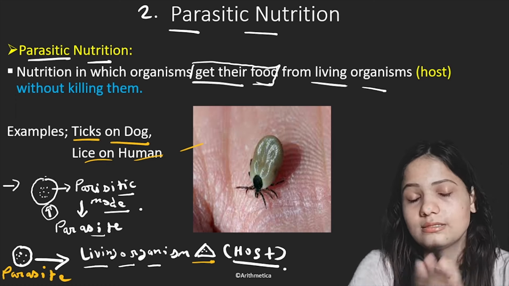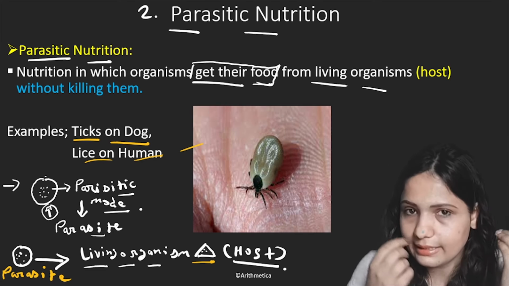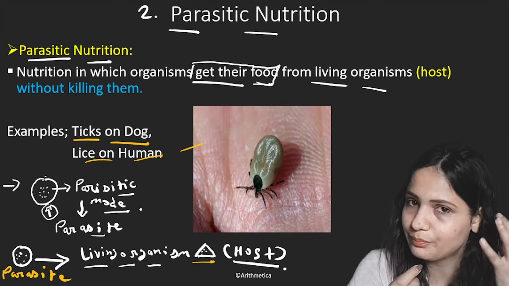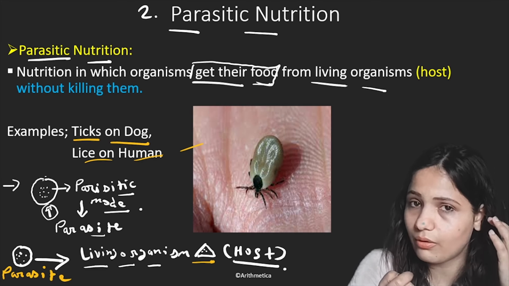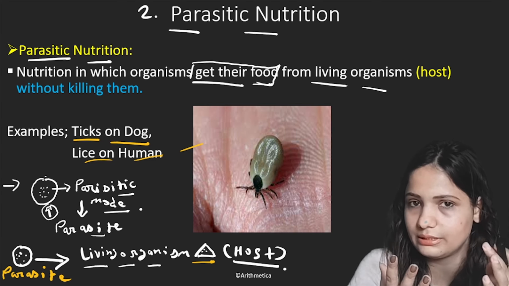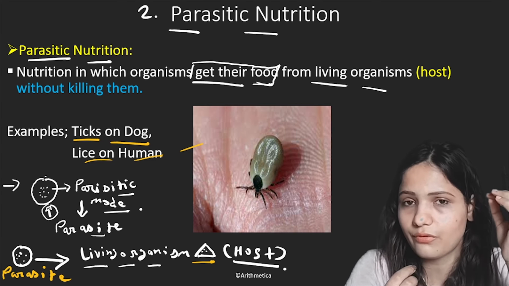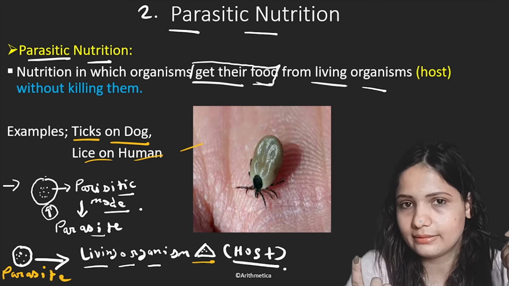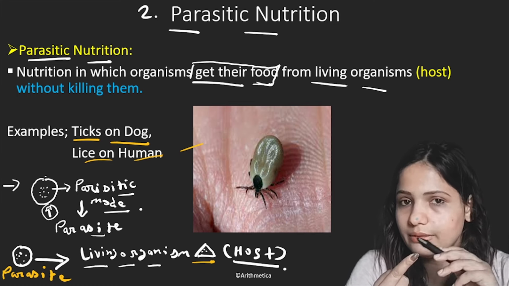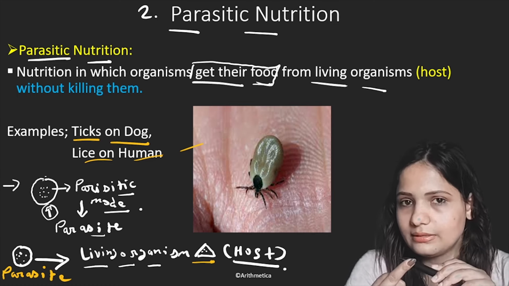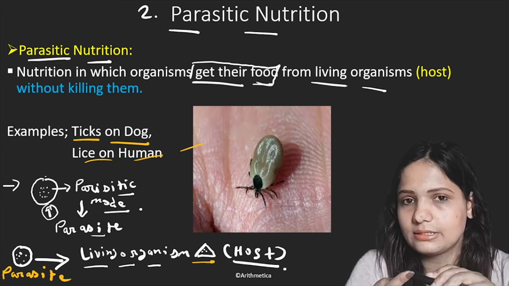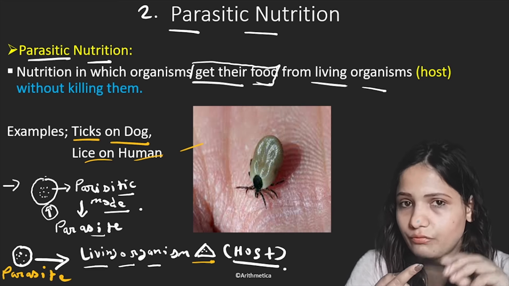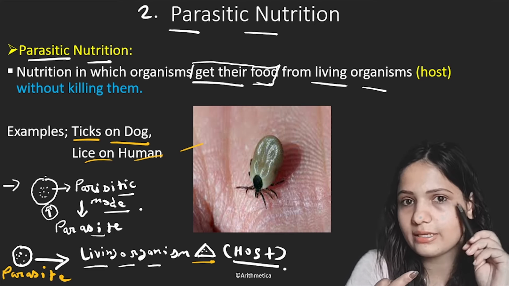What lice do in our hair is they take in nutrition from our scalp. They feed on blood. They take their nutrition from our scalp. So they live in hair. They live on the host living organism, and they feed there. They complete their energy requirements. They take in nutrition from there. That's why this is known as parasitic nutrition.